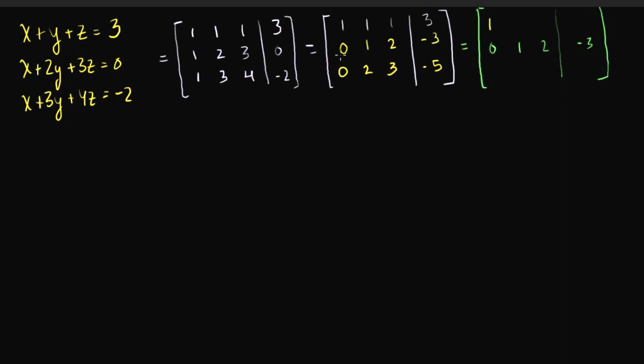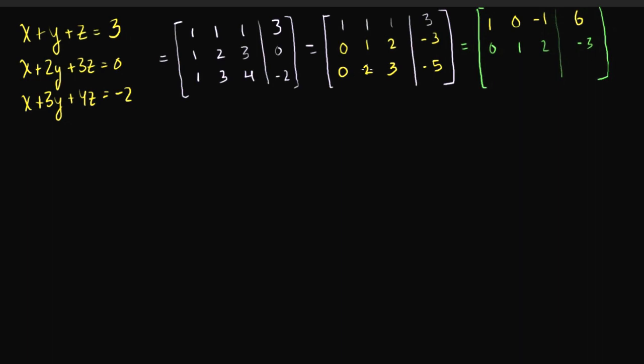So 1 minus 0 is 1. 1 minus 1 is 0. 1 minus 2 is minus 1. And then 3 minus minus 3. So that's equal to 3 plus 3. So that's equal to 6. Right? 1 minus 0 is 1. 1 minus 1 is 0, negative 1. And then 3 minus negative 3, that's 6. I always want to make sure I don't make a careless mistake.